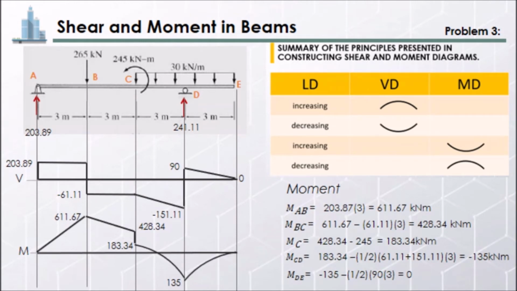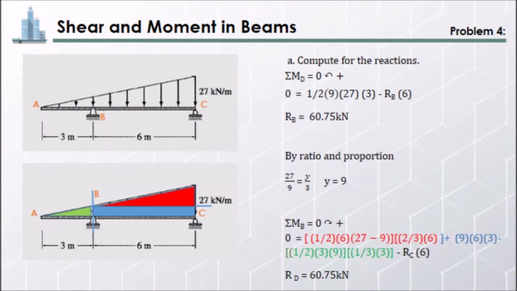So, next na tayo. So, here, we have an overhanging beam na merong uniformly varying load na 27 kilonewton per meter. So, from A to B, ang length niya ay 3 meters and from B to C, that is 6 meters. So, pag nag-start tayo dito, class, ano ang gagawin natin? So, compute for the reaction. So, taking summation moment at saan to?